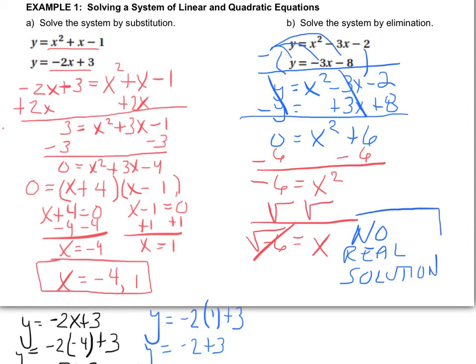And what that basically means is if I was to graph this, and I was to try to solve this with graphing, I would have a graph where neither of them touch each other and have any intersection points, and that's where we would have the no real solution.